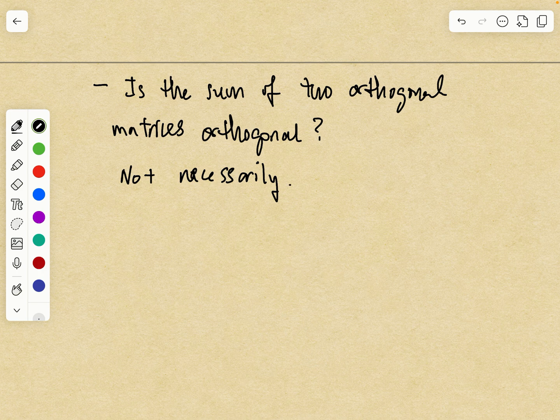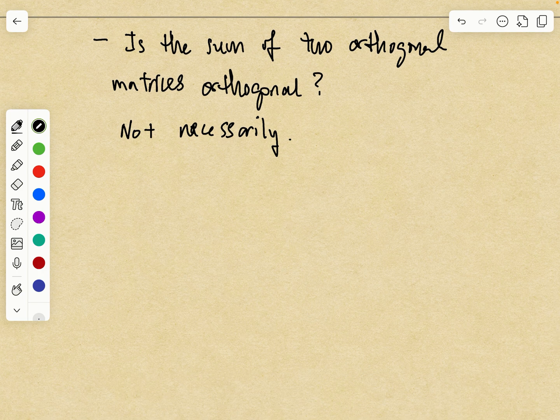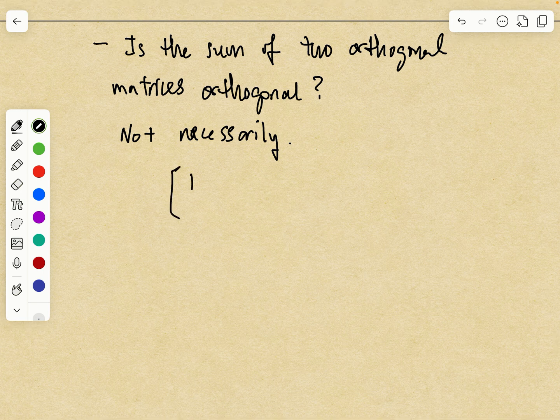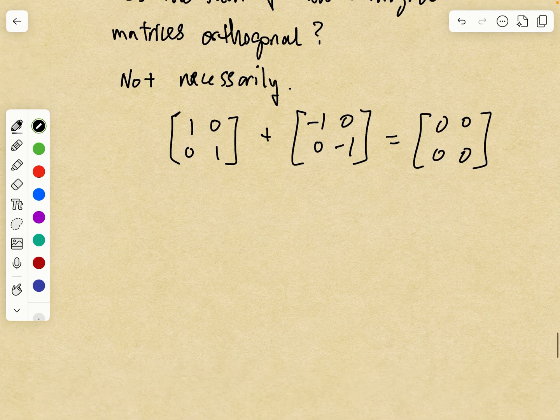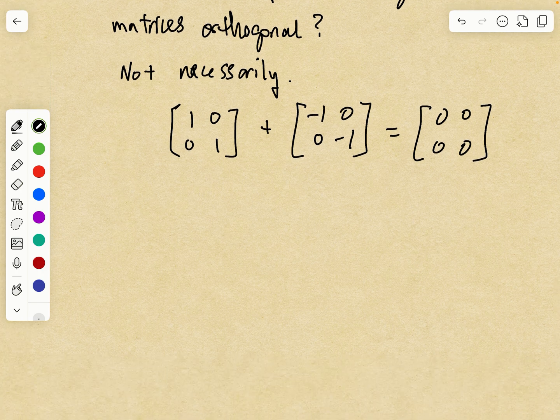And again, to justify the statement, I have to come up with two orthogonal matrices whose sum is not orthogonal, but that is pretty simple. Let's just take the 2x2 identity matrix, and you can even just take -1 times the 2x2 identity matrix. This sum is 0, 0, 0, 0. This is not an orthogonal matrix, but it's the sum of two orthogonal matrices.